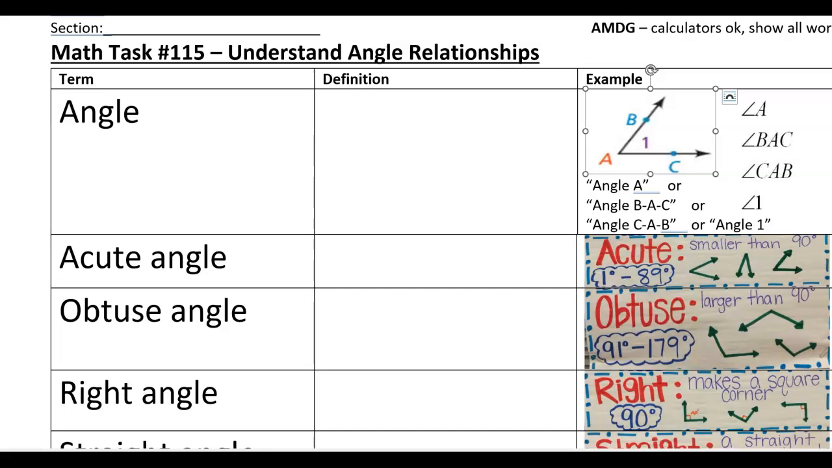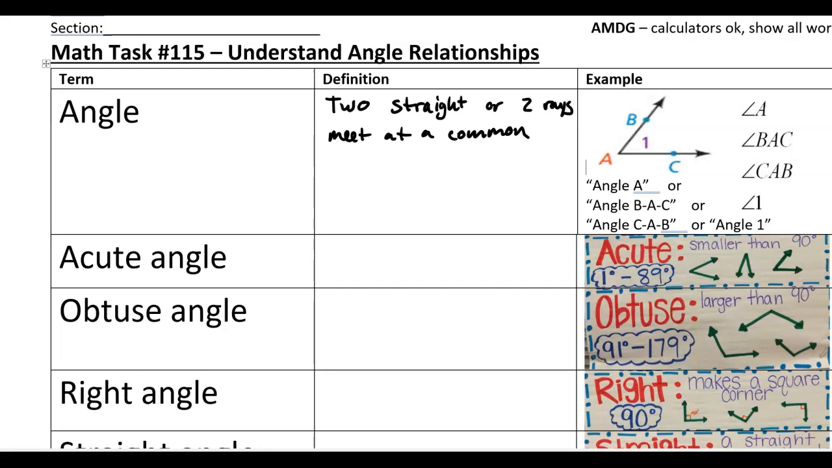So the definition of an angle, it's when two straight lines or two rays, so lines that only go in one direction, meet at a common endpoint, otherwise known as the vertex. All right, so here you have two rays meeting at this common endpoint A, vertex A. Now we can name this angle a whole bunch of different things.